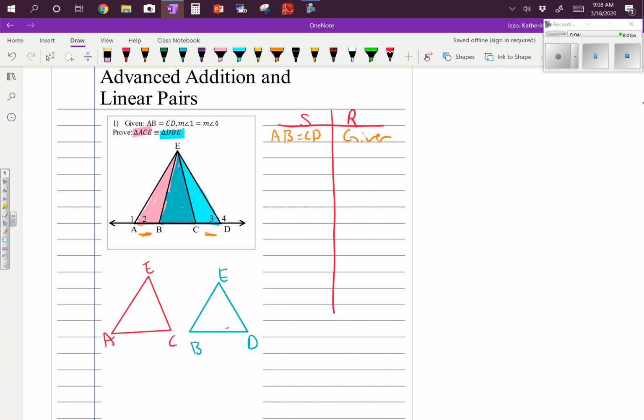Now, this is going to be exactly like the proof that I did yesterday. What do they need to add? Well, both of them need to add a BC onto it. In order for AB to be AC, it needs to be added on BC. And in order for CD to be BD, it needs to add on BC. BC is in which triangle? Both the triangles. So we call BC equals BC reflexive.